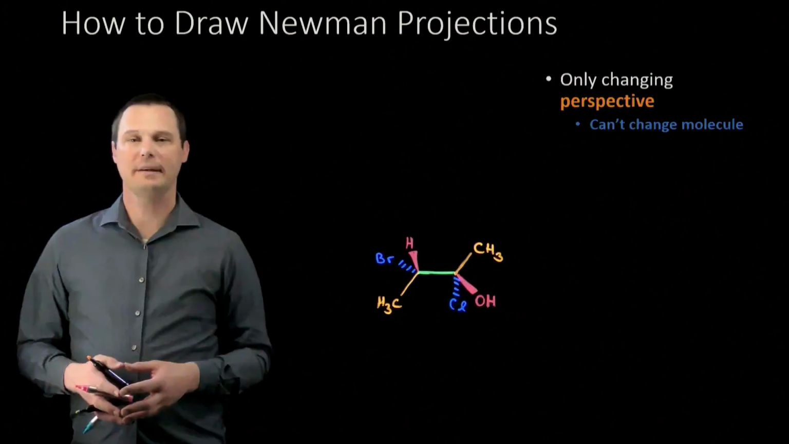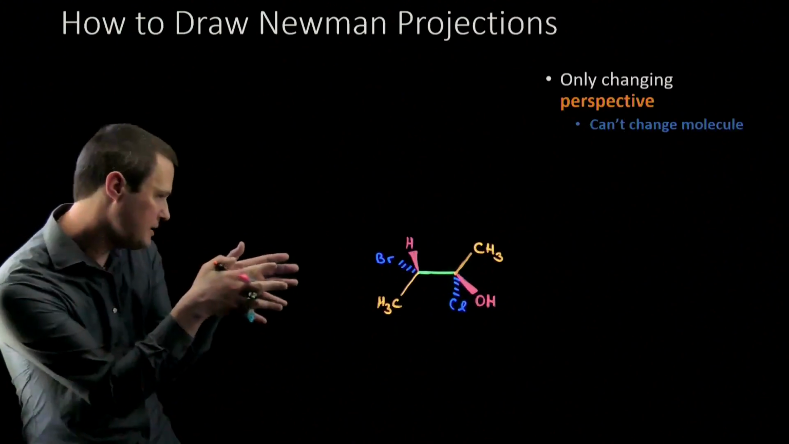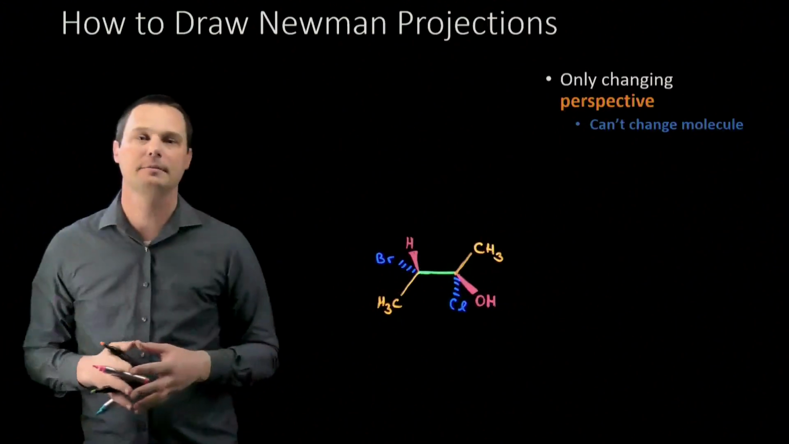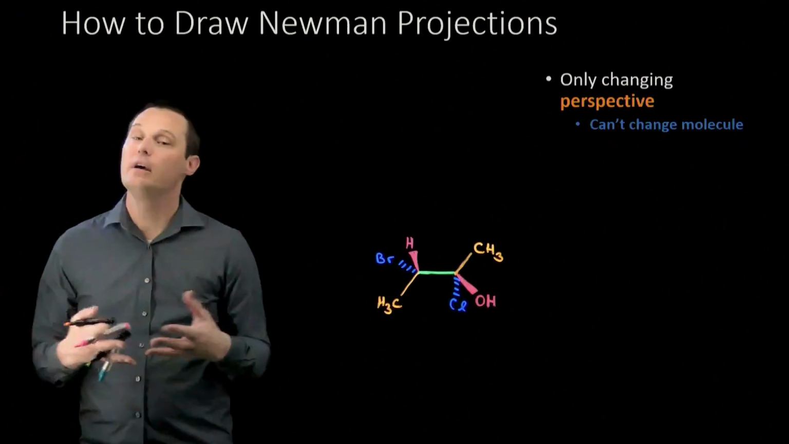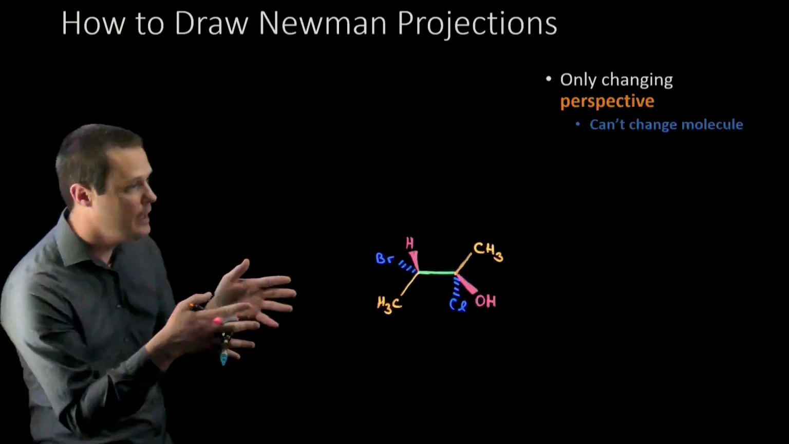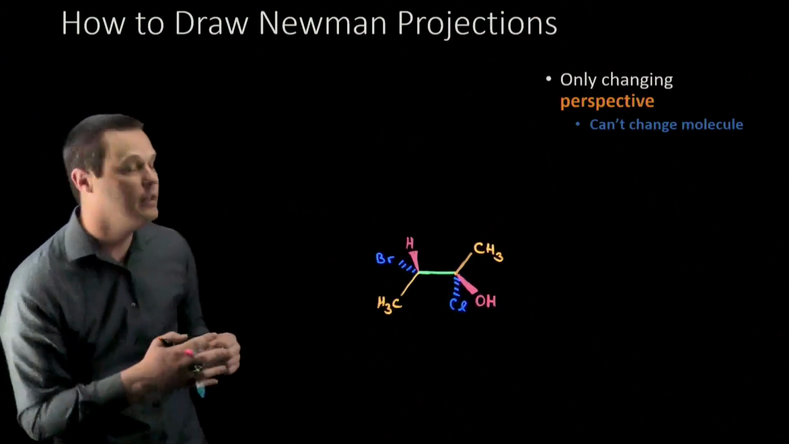The way we change our perspective for a Newman projection is we turn our body and we look at the molecule from the side, straight down one of the bonds. We're so used to looking at molecules straight on, where we see the molecule flat across the screen. The Newman projection changes that, puts our head in the plane of the screen, and we look down the bond as if we were inside, in line with the screen.